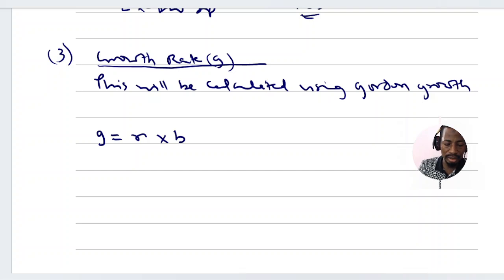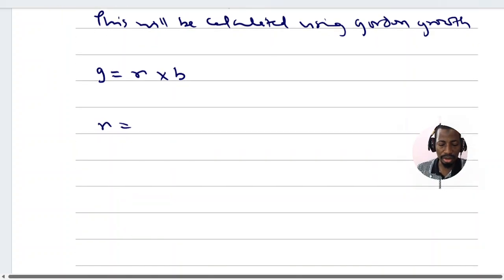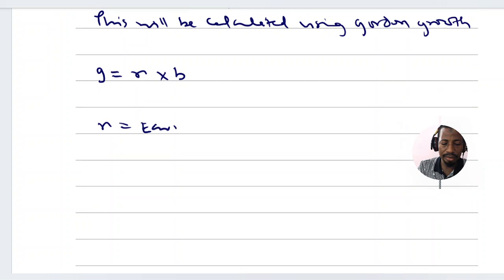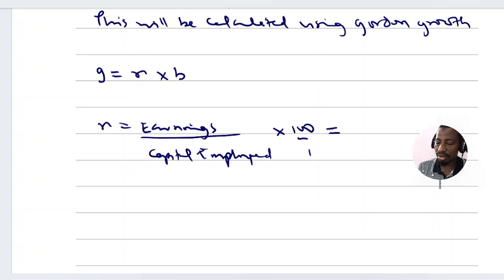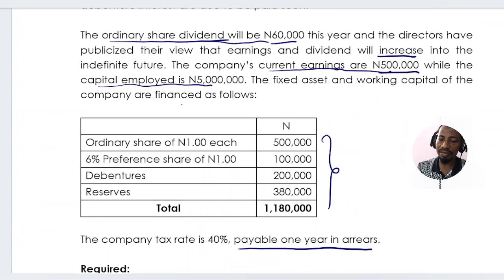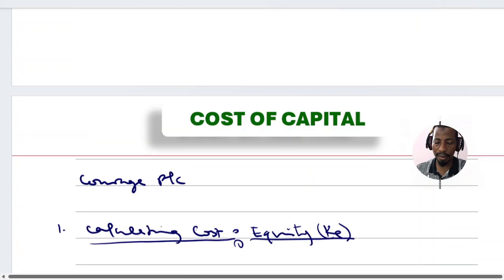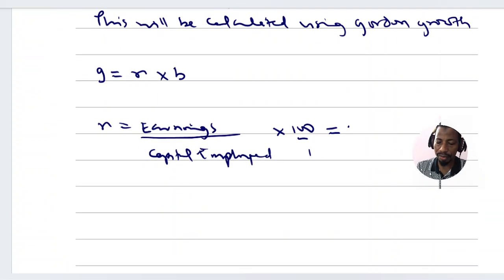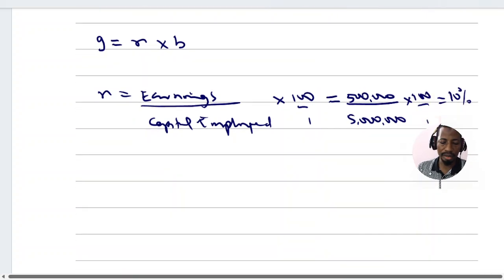So I need to go and calculate the return on capital employed. The return on capital employed is earnings divided by capital employed, multiplied by 100 over 1. According to the question, let's go and check, the value of earnings is 500,000 naira. Capital employed is 5 million naira. 500,000 divided by 5 million multiplied by 100 over 1. That should be 10%. Return on capital employed is 10%.